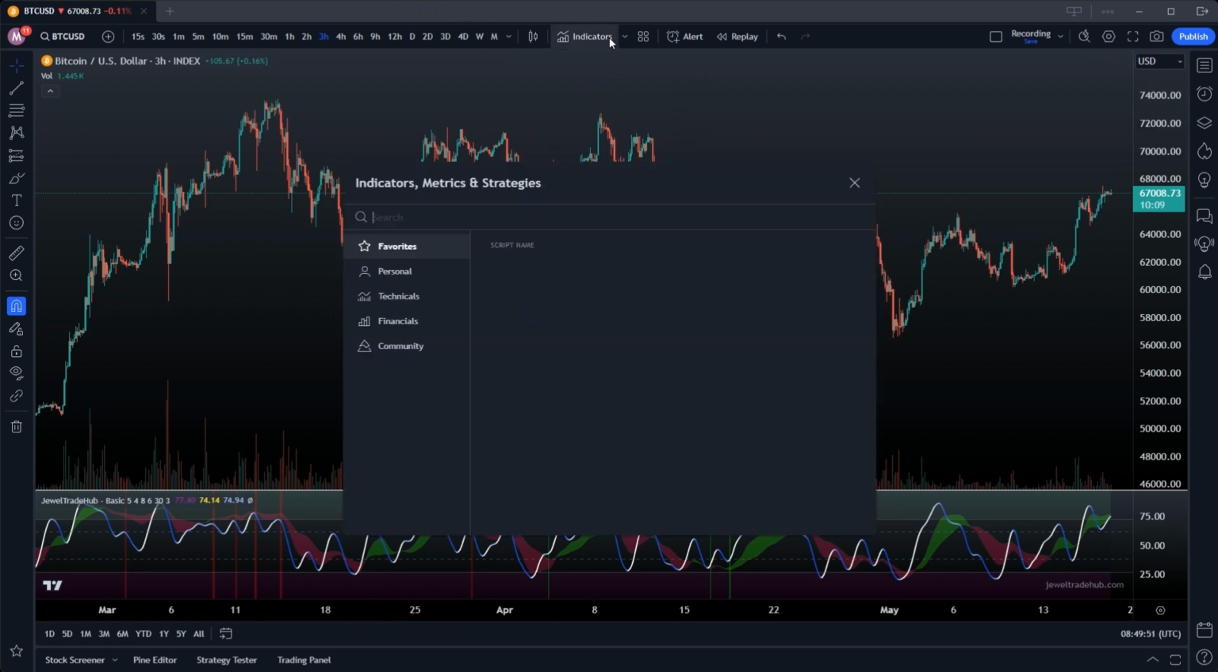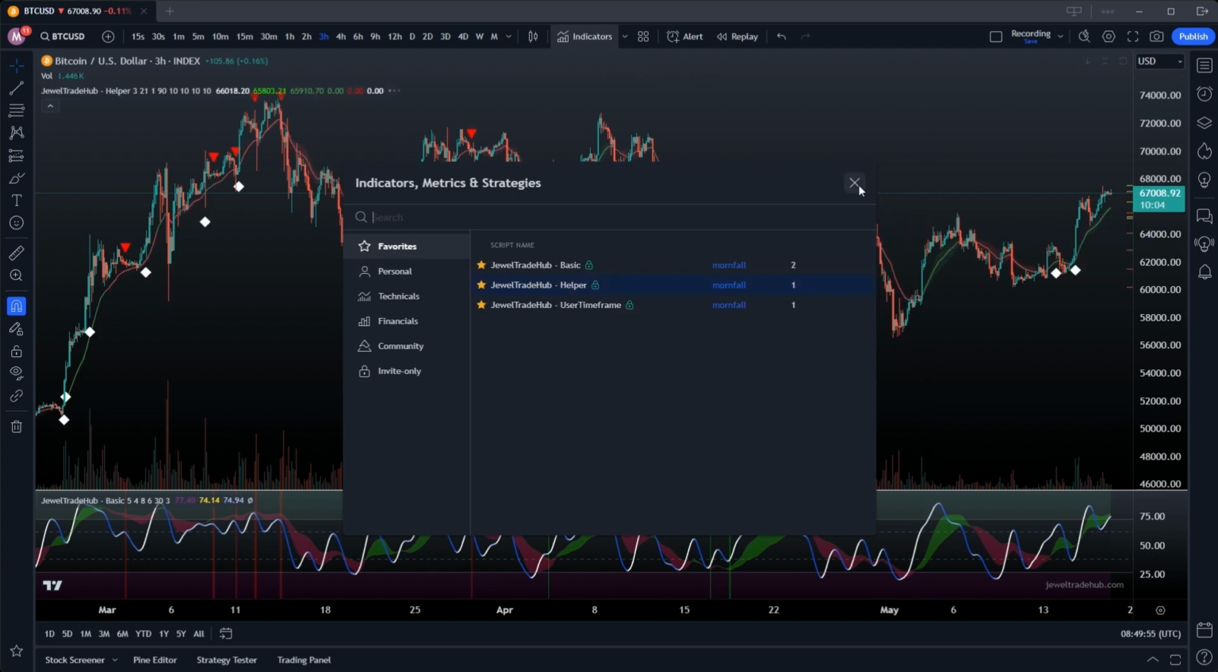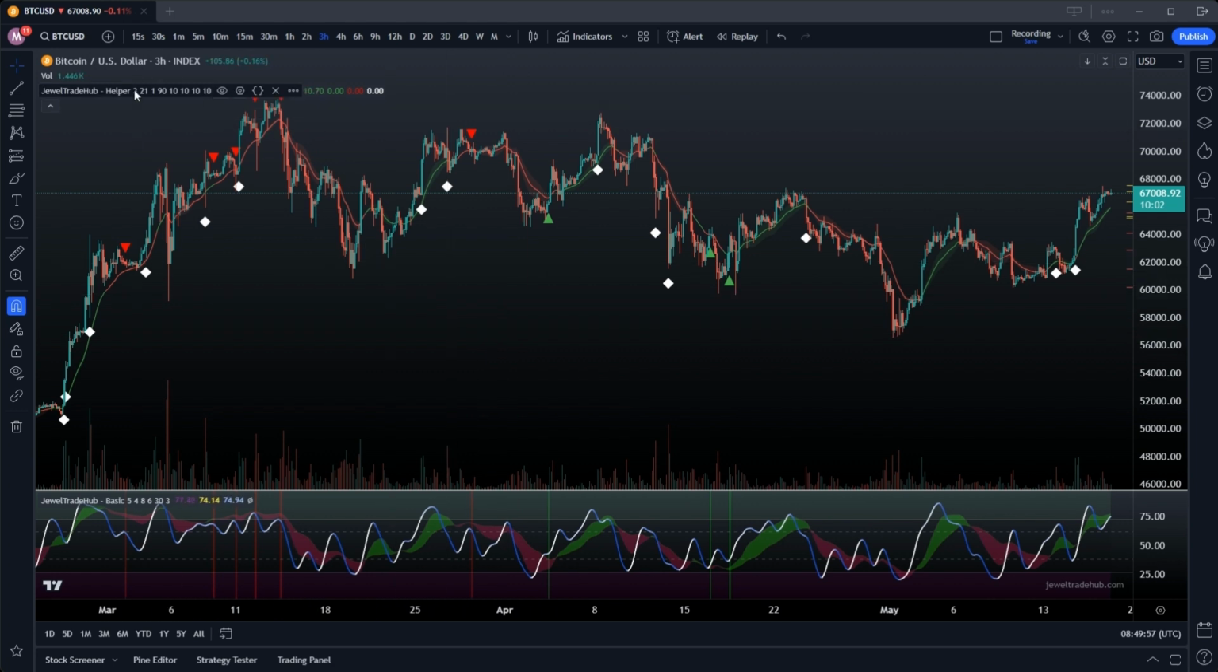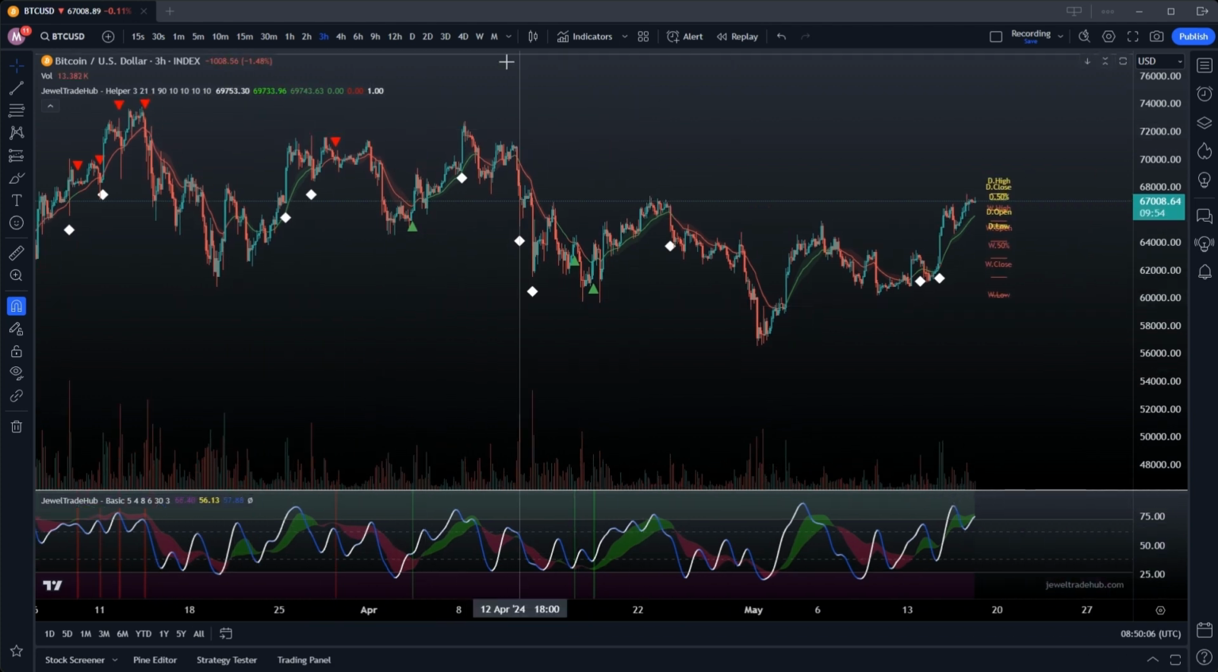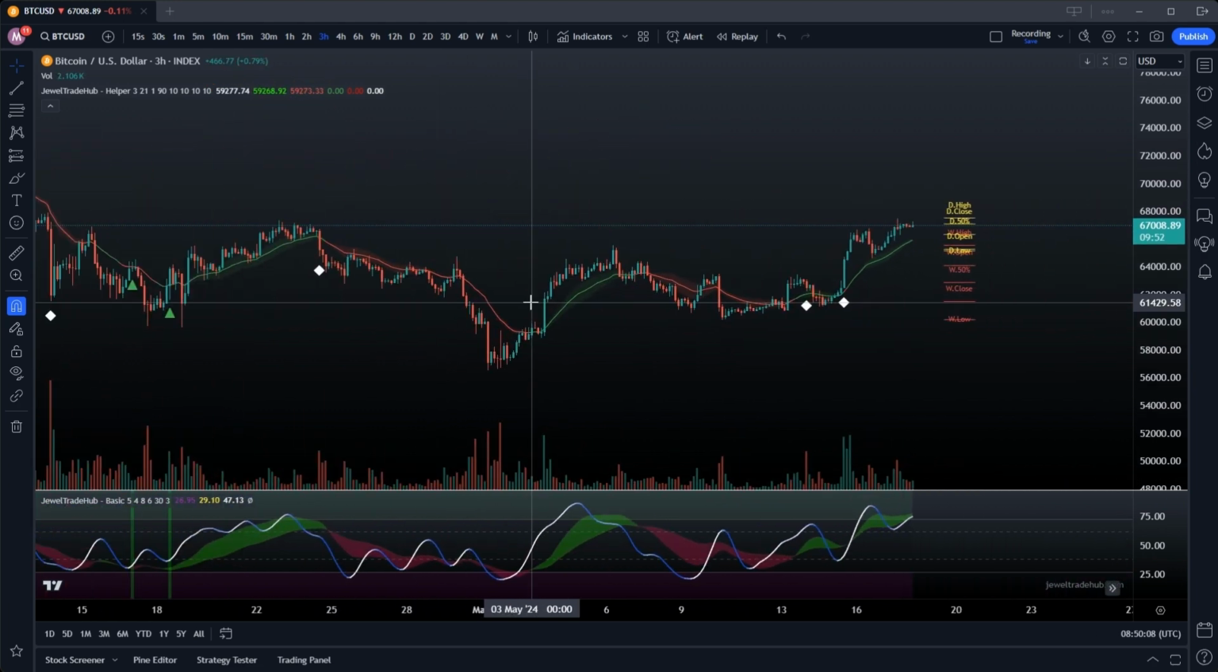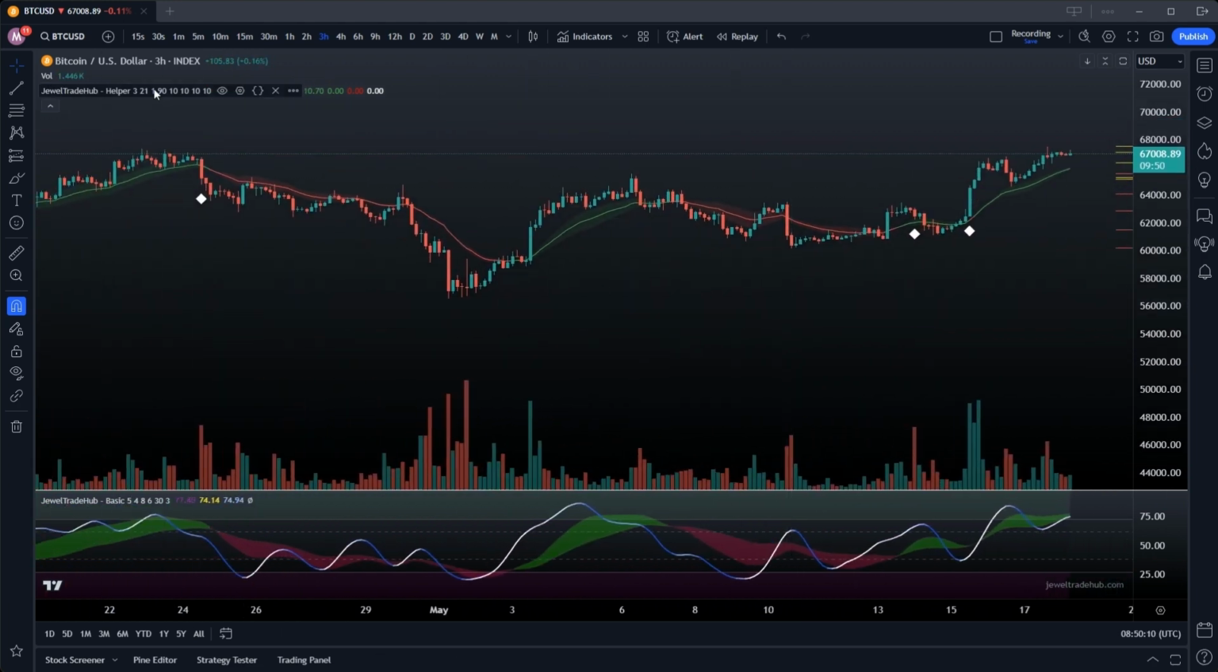So I'm going to add it to the chart. There we go. And so the helper indicator, as opposed to the basic one, is not an on pane indicator. It's an on chart indicator, right? So this is where it should show on your chart.